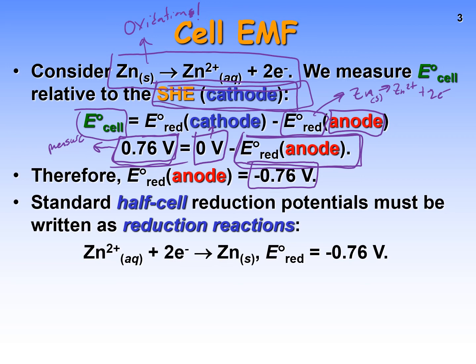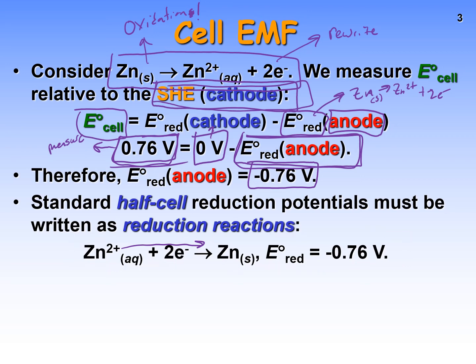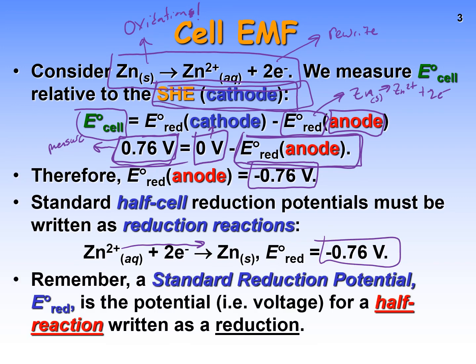So if we rewrote this as a reduction, this is how we would find it in a table of standard reduction potentials: zinc 2 plus is going to zinc solid, because it's a reduction. But I know that I'm actually doing the opposite of this in my reaction, because I was told the zinc solid is happening at the anode. So then we just flip it, but we wouldn't change the sign of this value, because we want this value here. Kind of tricky. So you have to remember that it's always going to be written as a reduction. And we can look this up most of the time.